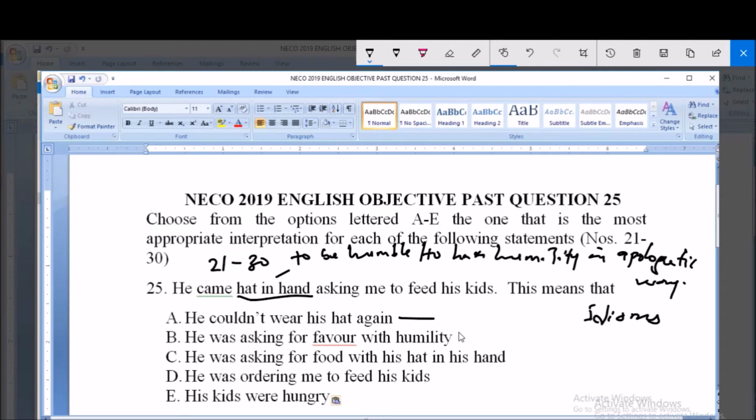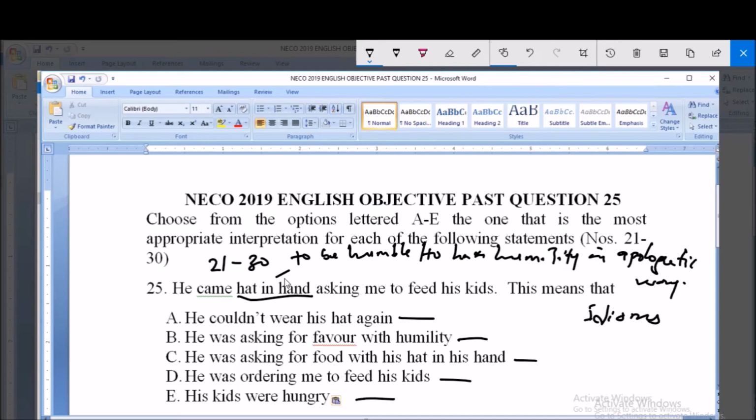Option B says he was asking for favor with humility. Option C say he was asking for food with his hat in his hand. Option D say he was ordering me to feed his kids. Option E say his kids were hungry.